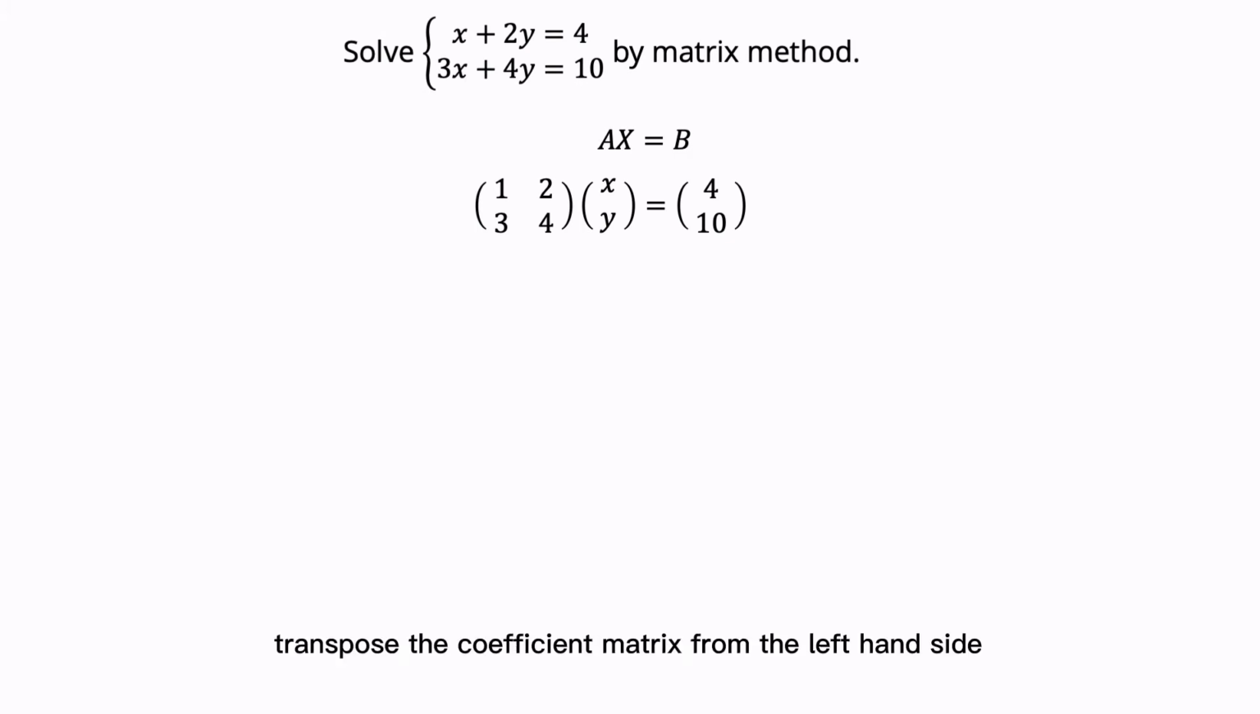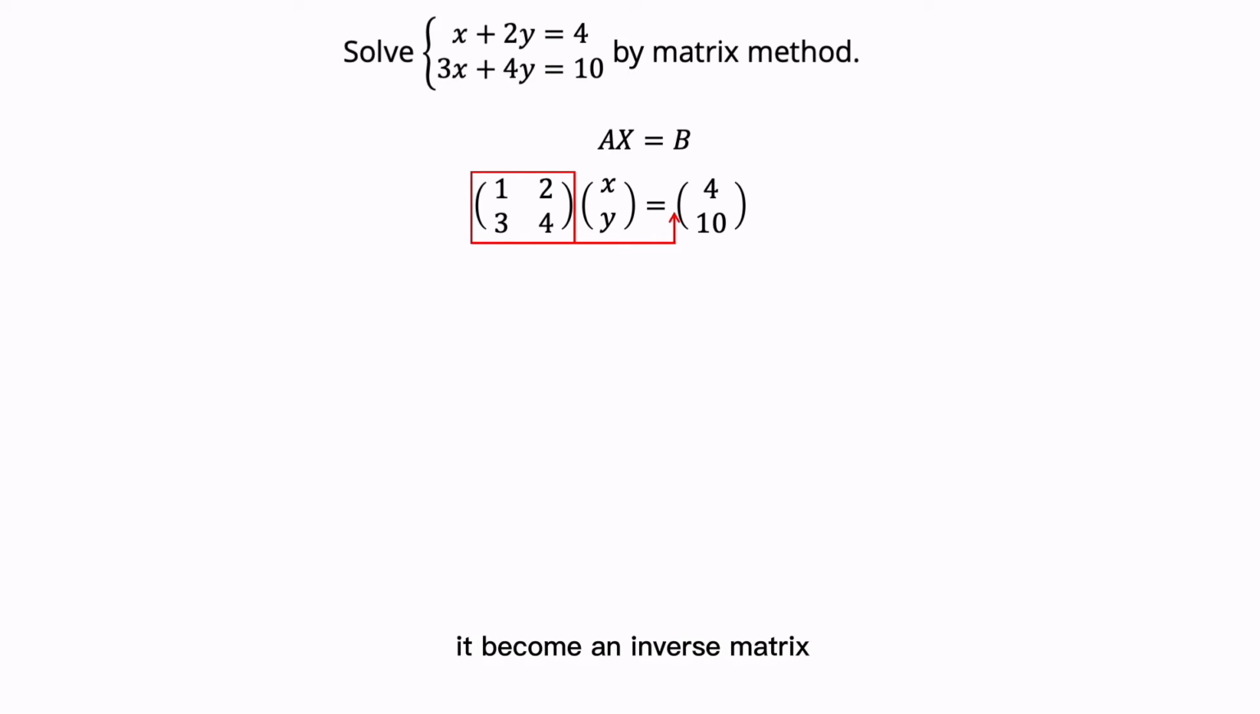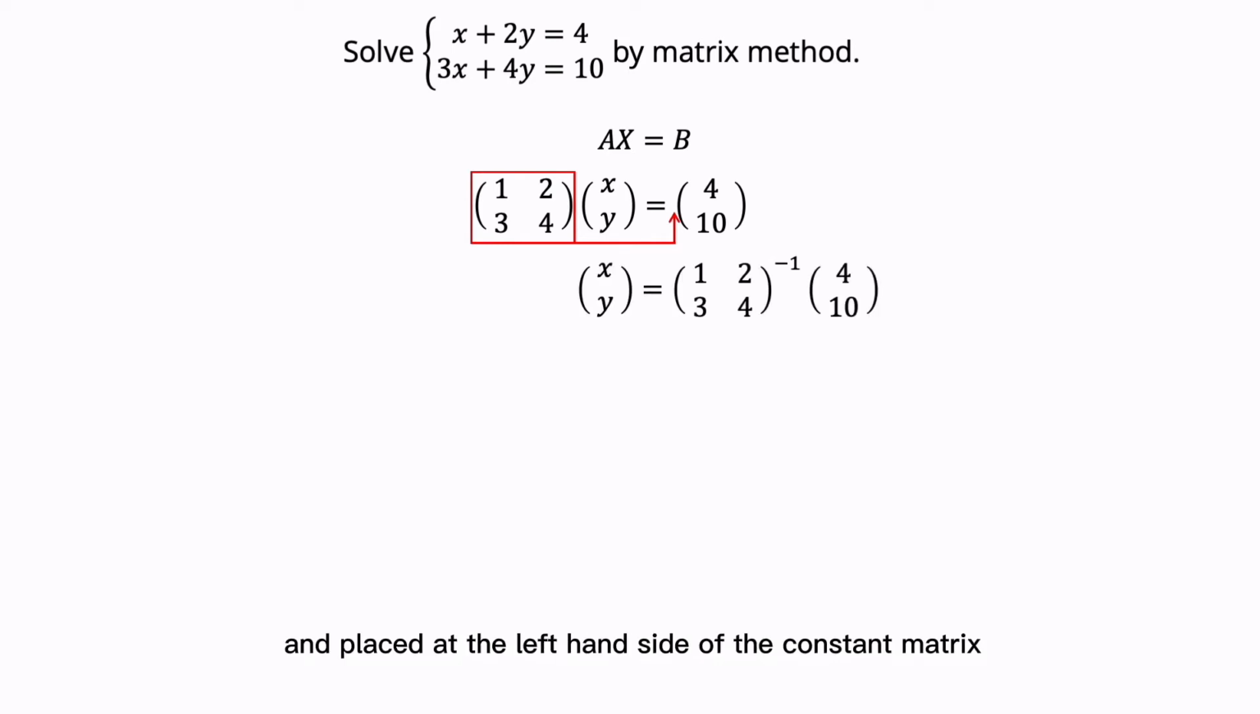Third, transpose the coefficient matrix from the left-hand side to the right-hand side. It becomes an inverse matrix and is placed at the left-hand side of the constant matrix. Calculate the inverse matrix of A. Recall the formula of the inverse matrix.